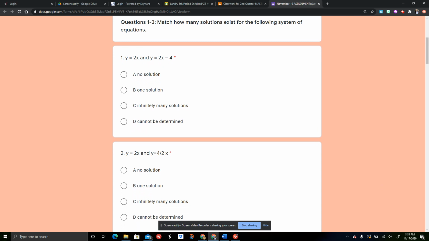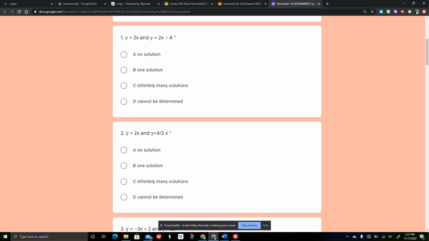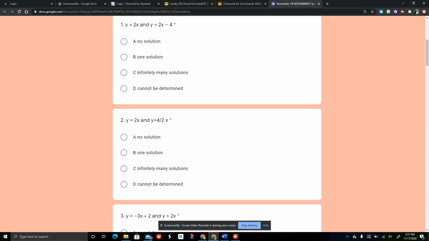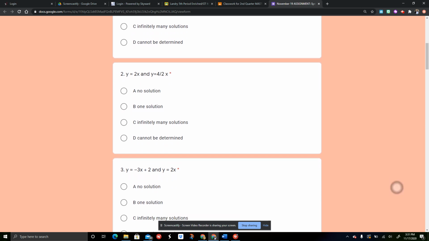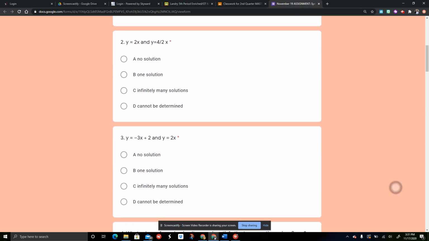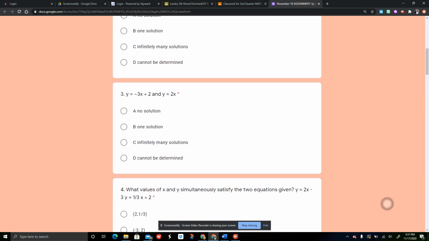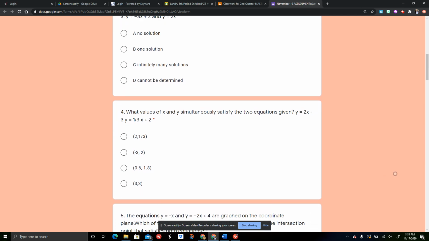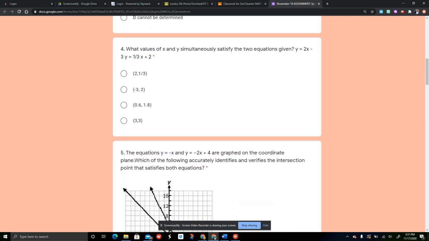Numbers 1, 2, and 3 are simply plain systems problems, so you're just going to answer whether this system has no solution, one solution, infinitely many solutions, or cannot be determined. Just remember you can put those equations in your calculator to look for intersections because you're looking for intersections. Number 4 is also looking for the intersection.